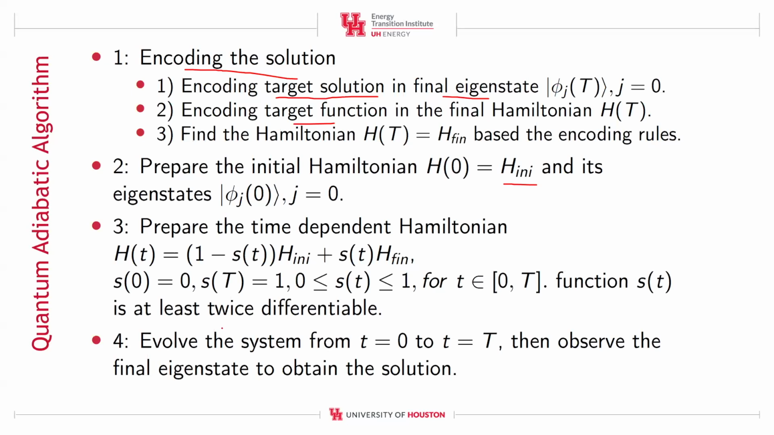But the initial Hamiltonian should be a very simple Hamiltonian, which can be easily prepared by us. And once we have this initial Hamiltonian, we can create the time-dependent Hamiltonian, and operate the system based on it. We can evolve the system from T0 to capital T, and when the system evolves to capital T, we get the final Hamiltonian. Then we measure the system, get the final ground state eigenvalue and eigenvector, which is the solution of the optimization problem.